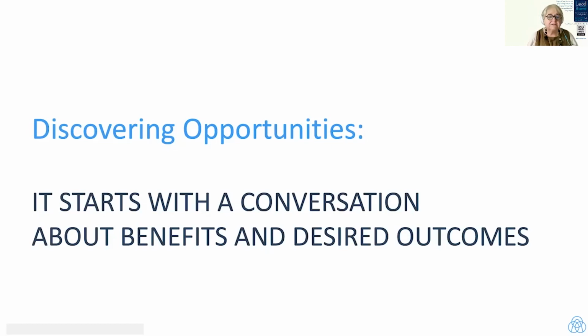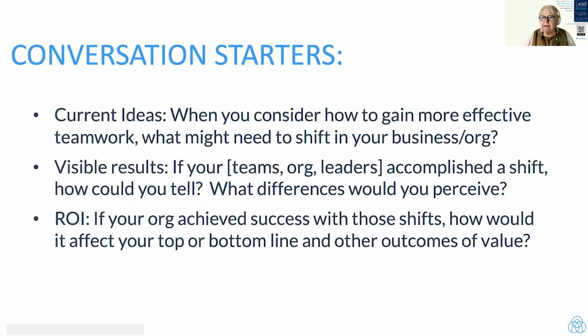We ask questions like, when you consider how to have things be more effective, what do you think might need to shift in your organization? And if that shift happened, what do you think you might see? What would be different in your organization if those shifts happen? And finally, if that successful shift occurred and you were able to make that happen, what's the why behind that? How would that affect your top or bottom line? How would that affect outcomes of value in your organization?